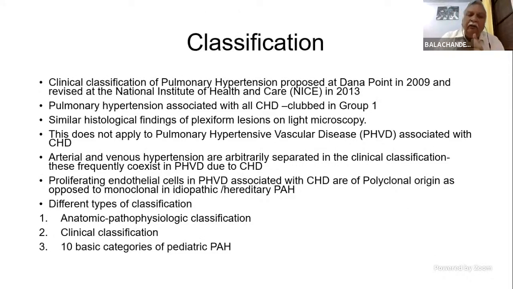So the classification of pulmonary hypertension which was proposed is called the Dana Point classification; we won't go into great detail. Then later on in 2013, we had a nice classification. Of course, there are so many papers now which have come on pulmonary arterial hypertension again and again. Recently we also have the JACC papers on pulmonary arterial hypertension. So different types of classification are used. You have the anatomic pathophysiological classification, the clinical classification, and of course, the pediatric pulmonary arterial hypertension. Next slide.